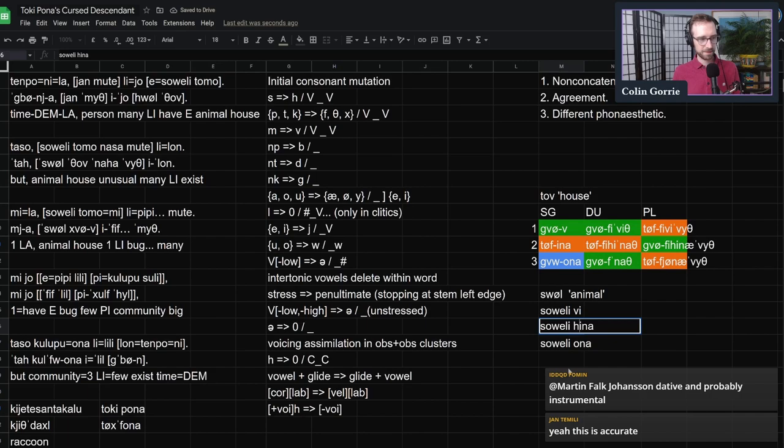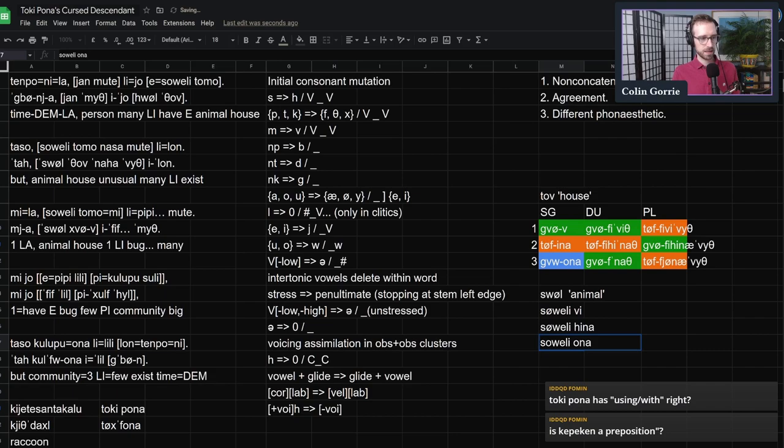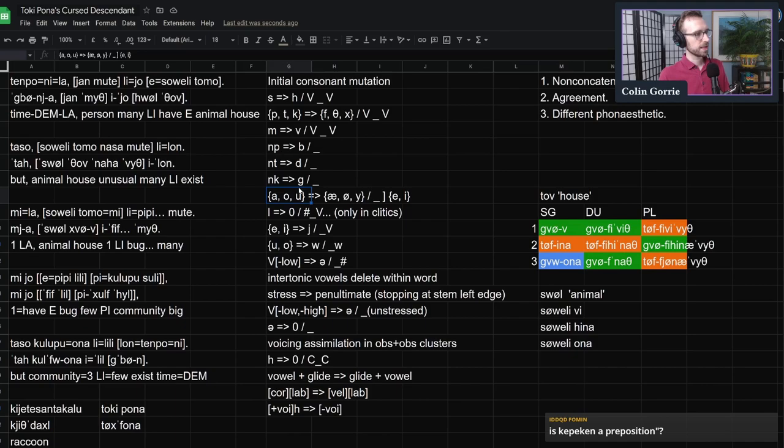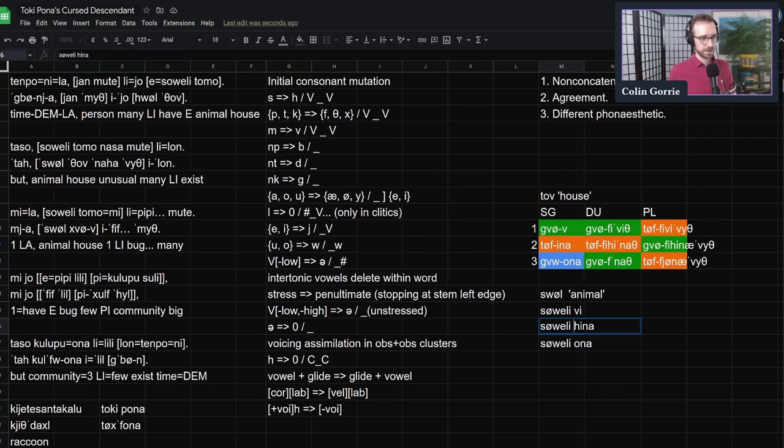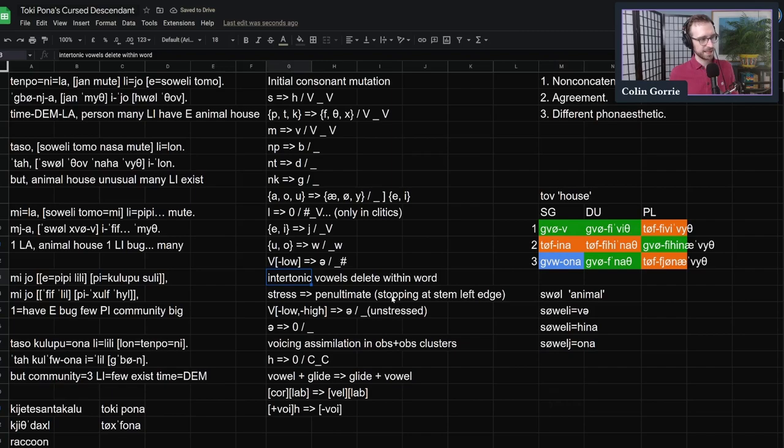And then we do our umlaut. So I think the only thing that's going to happen is we're going to go soeli. That's the only effect. Then we turn this E into a glide, sueliona. Then we turn the final vowels to schwa, sueliva. Then we delete the intertonic vowels in the word, and this does happen here, sueli, sueliona.